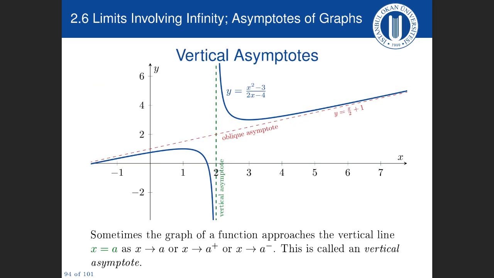Let's talk about vertical asymptotes. Sometimes the graph of a function approaches a vertical line, x is equal to a, as x tends to a, or x tends to a from the right, or x tends to a from the left. This vertical line is called a vertical asymptote.